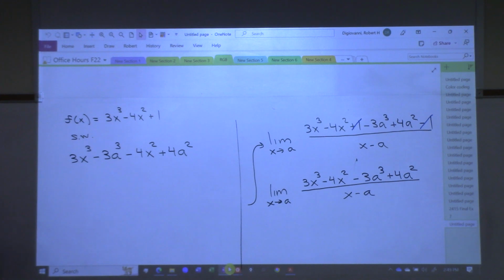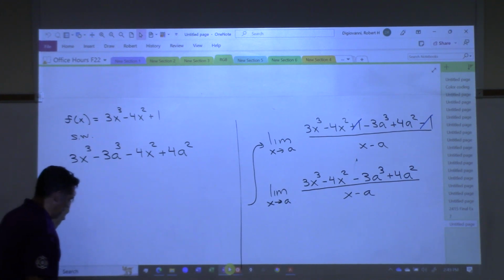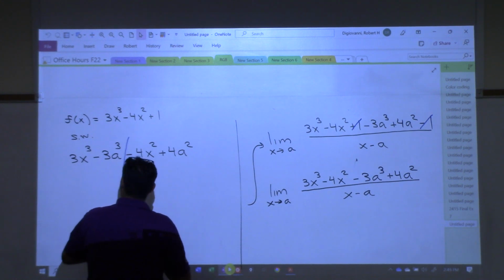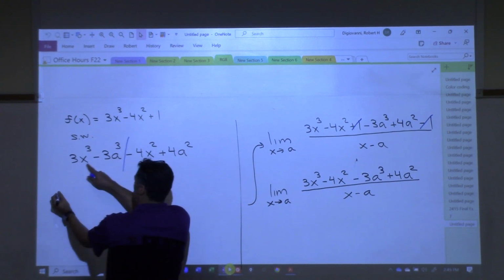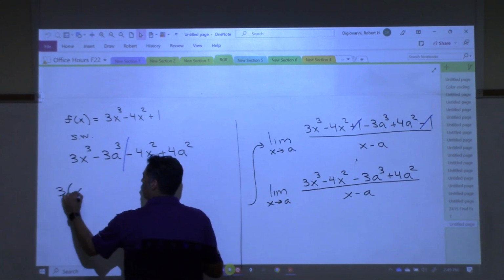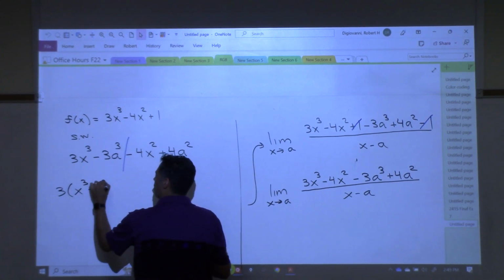If we try the grouping again, let's just try the grouping. Is this going to work? Pull a 3. Right? You can pull a 3 out of these. 3, what's left inside? X cubed minus a cubed, right?